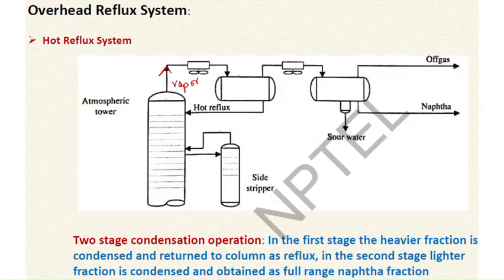Okay. So now in the overhead reflux system, in the hot reflux system, what happens is we take the overhead vapor, it is pumped into the condenser, and partial condensation, partial cooling of this vapor takes place. Okay. So only a partial portion of this vapor gets condensed and is given as hot reflux, and the remaining, as I told, is again pumped into a different condenser where the non-condensable gases are given off as off gas, and the portion after cooling is given off as naphtha.